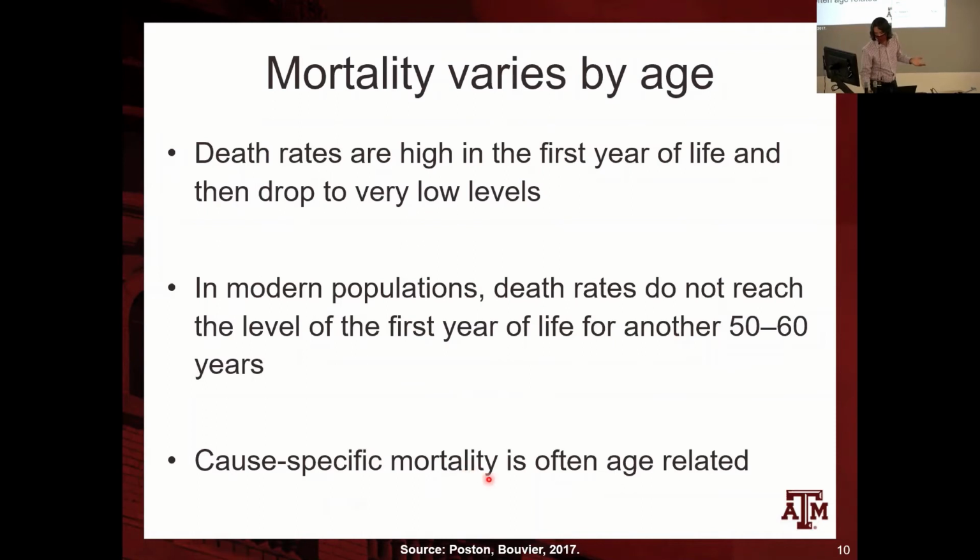And cause-specific mortality is often age-related. We're going to see throughout this course some examples of mortality by cause, showing that young people are more likely to die because of car accidents, external factors, than older people. Older people are more likely to die because of heart conditions, because of chronic diseases, right? So mortality varies by age, in the sense also that the cause of death also varies by age. Young people tend to die more for these external factors, and older people more related to chronic conditions, heart conditions, and cardiovascular diseases.